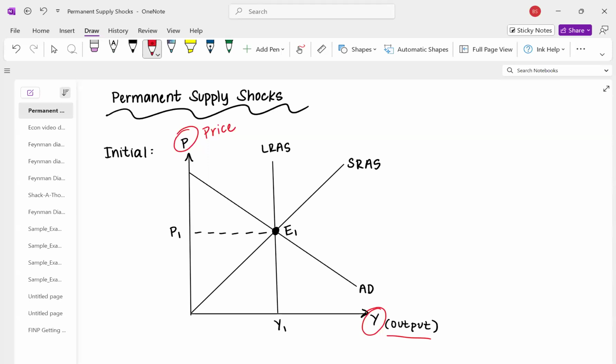And we know that the LRAS curve is vertical, the SRAS curve is upward sloping, and the AD curve is downward sloping, which gives us our equilibrium point of E1 with output as Y1 and price P1.